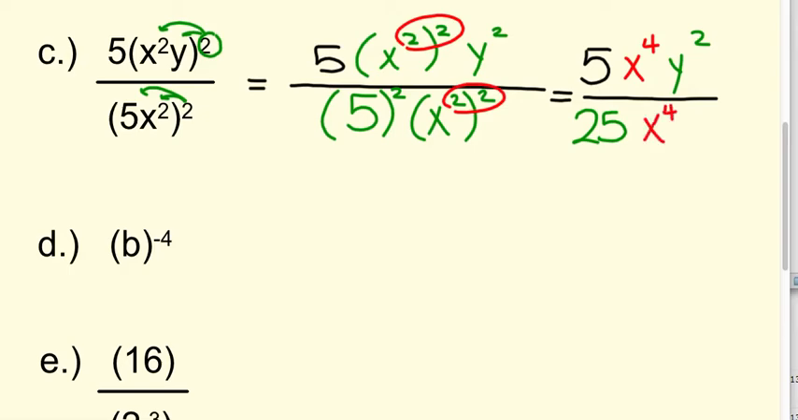Now let's see what we can reduce. We can divide the numerator and the denominator by a factor of 5. So that cancels out to be a 1. This reduces down to just a 5. I can cancel both the numerator and denominator by an x to the 4th. And then I don't have any y's in the denominator to cancel. So our final answer then is in the numerator, y squared. In the denominator, 5.